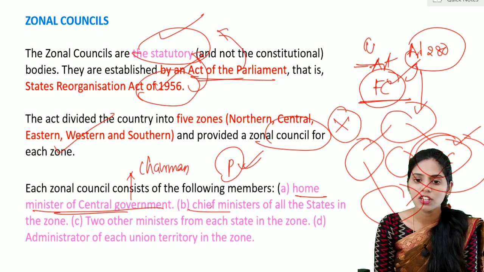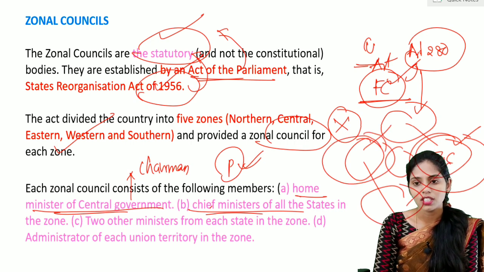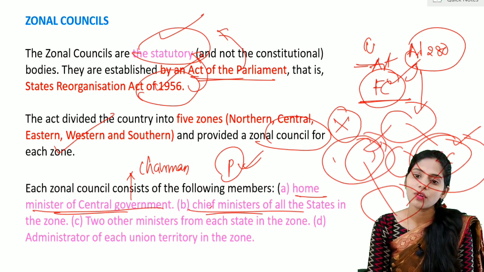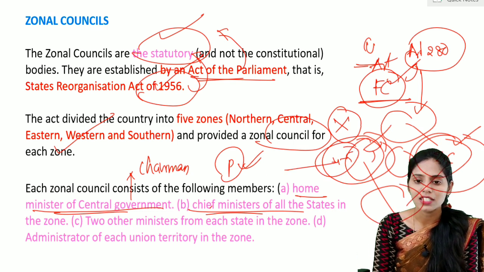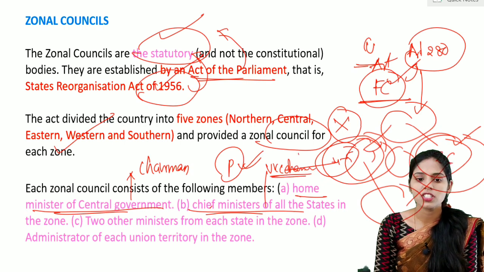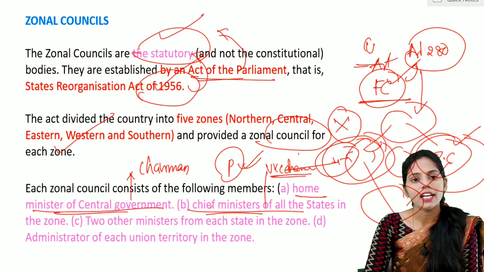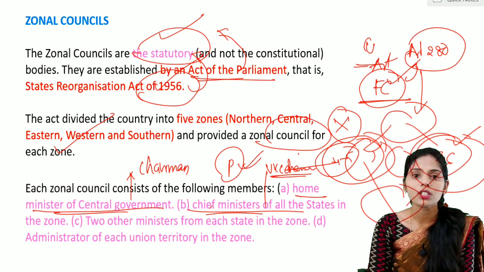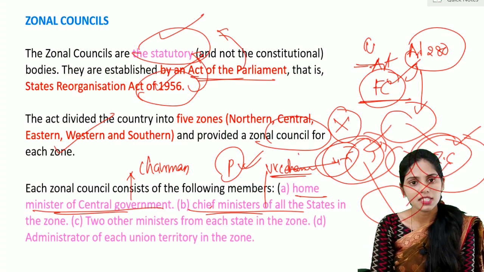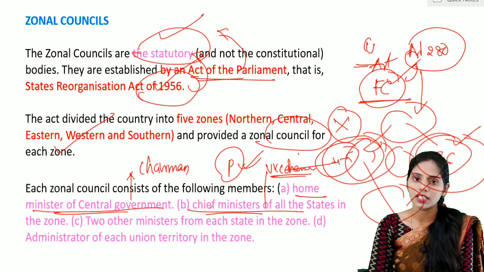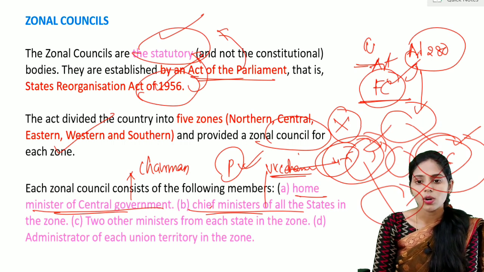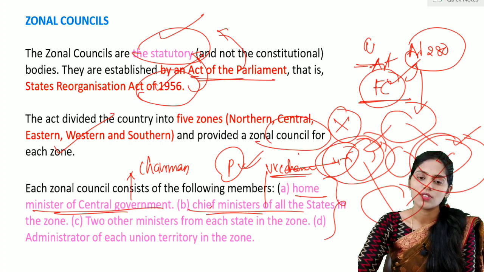And the next one is the Chief Minister of all the states in that zone. For example, in the Western Zone, there may be 4 to 5 Chief Ministers, and these Chief Ministers will act as Vice Chairman of this Zonal Council. Other members include 2 other ministers from each state in the zone and the administrators of each union territory of that zone. So these are all the members of this Zonal Council.